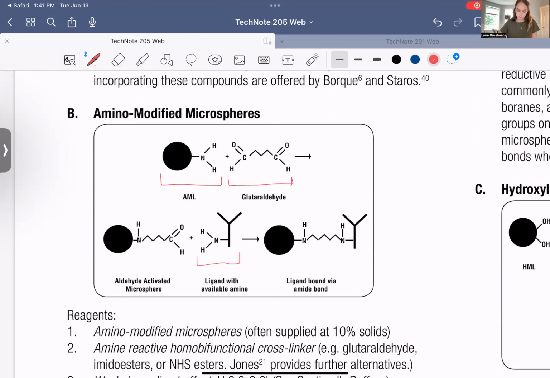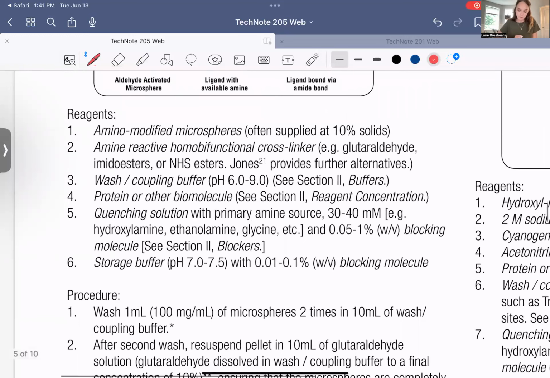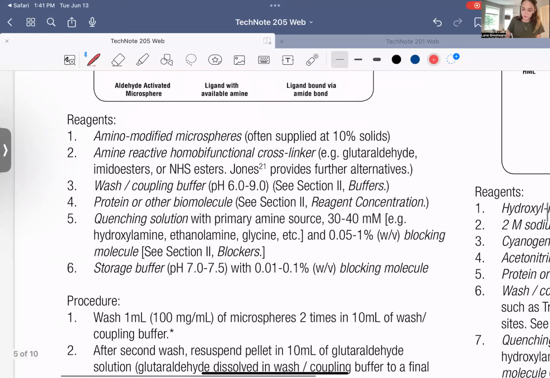A new one, but same basic protocol. Amino modified microspheres, amine reactive homobifunctional crosslinker. This is cool. Basically the exact same process though. You're just using a different crosslinker that can work with this microsphere type. Wash coupling buffer, your protein, quenching solution with primary amine source. This is basically the same thing, just have to modify it slightly, and then your storage buffer.